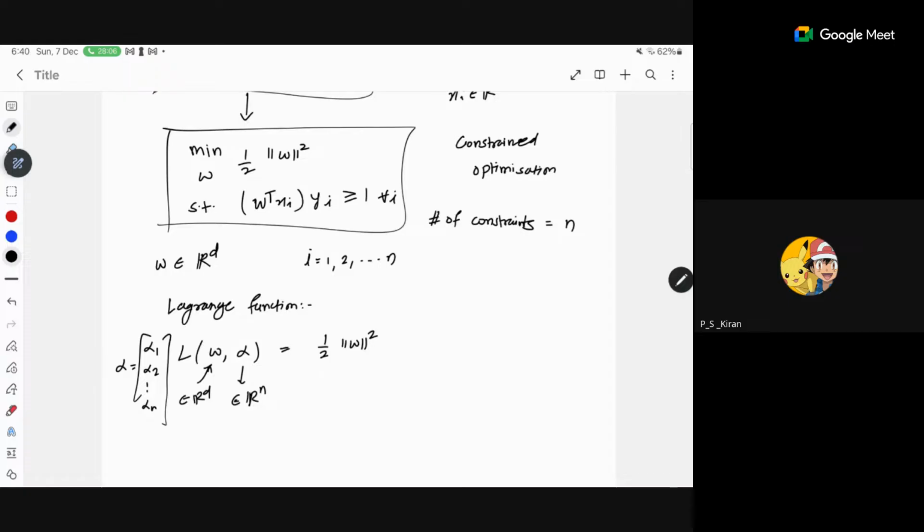So the objective function, this is f of w, right? Objective function plus alpha or constraint, so summation of i equal to 1 to n, alpha i. So this is a greater than or equal to constraint. So how will I write greater than or equal to constraints? I need to make this as less than or equal to, right? So it will be 1 minus W transpose Xi into y.